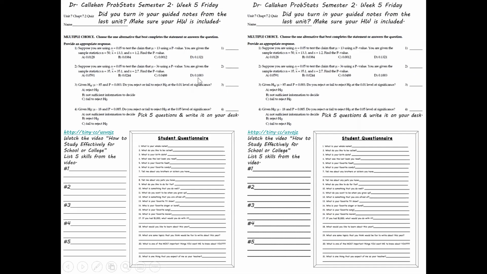First thing I'm going to have you do is go to this link right here, watch a video on how to effectively study for school or college, and list 5 skills from the video itself. When you're done with that, go ahead and answer the student questionnaire, which is right here. If you are doing this online, make sure you write your answers on a separate piece of paper. And go ahead and pause the video to answer the following 4 questions for your quiz.